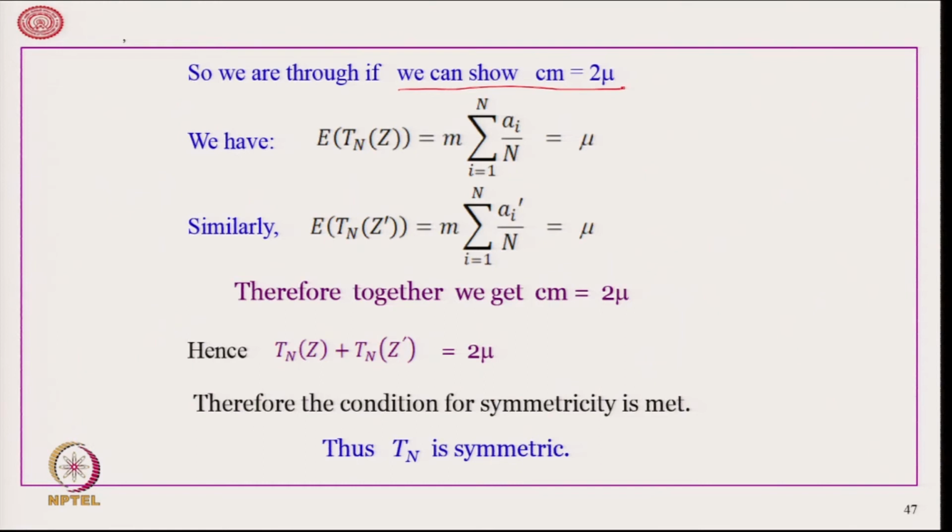Now, expected value of Tnz is equal to m times sigma ai upon n is equal to mu. Similarly, expected value of Tnz prime is equal to m times sigma ai prime upon n is equal to mu, where ai prime is the constant we defined for z prime. Therefore, together we get Cm is equal to twice mu. Therefore, Tnz plus Tnz prime is equal to twice mu. Therefore, the condition for symmetry is met with, and therefore, Tn is symmetric.